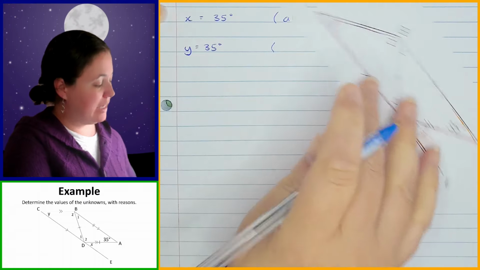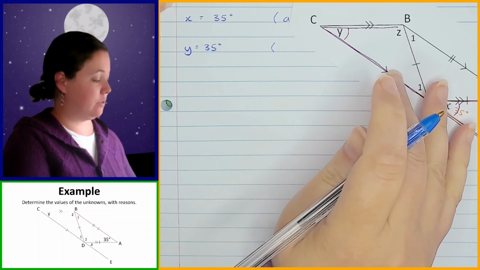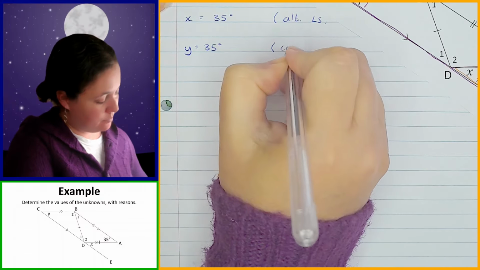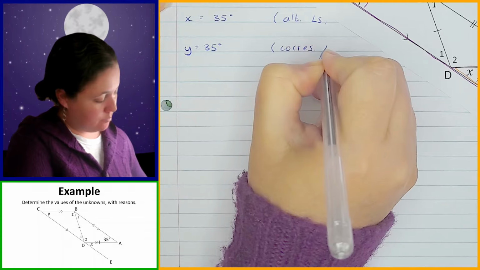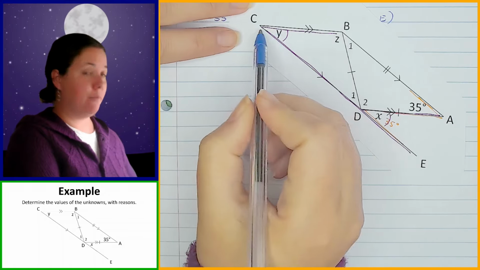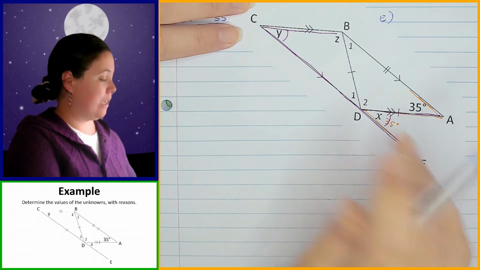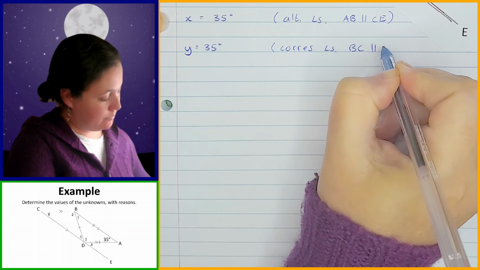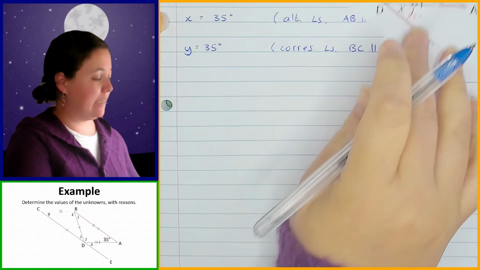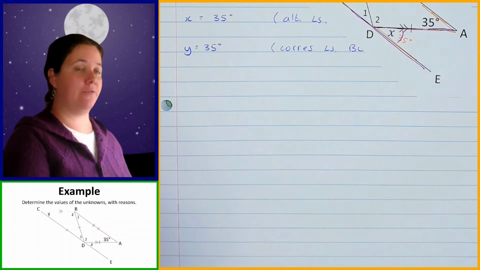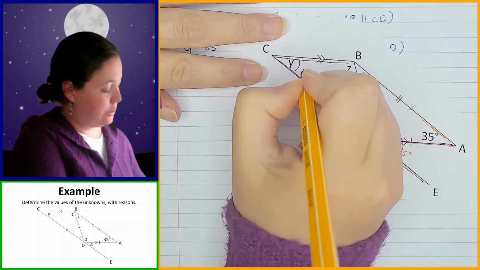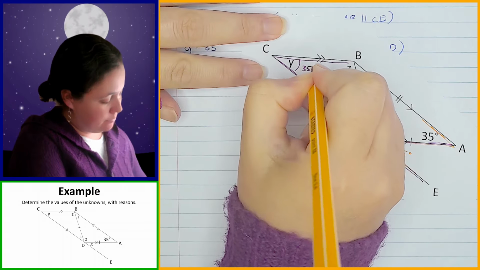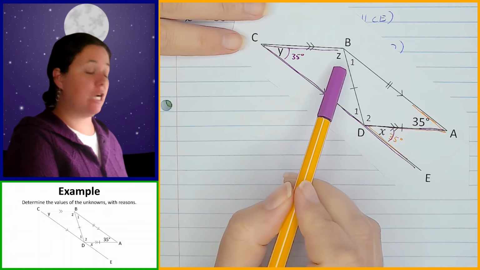And my reason for that is because they are corresponding angles, with BC parallel to AD. Okay, so now that I've got that, I can fill it in on my diagram. So this is 35 degrees over here. Right, now I need to work out what Z is.